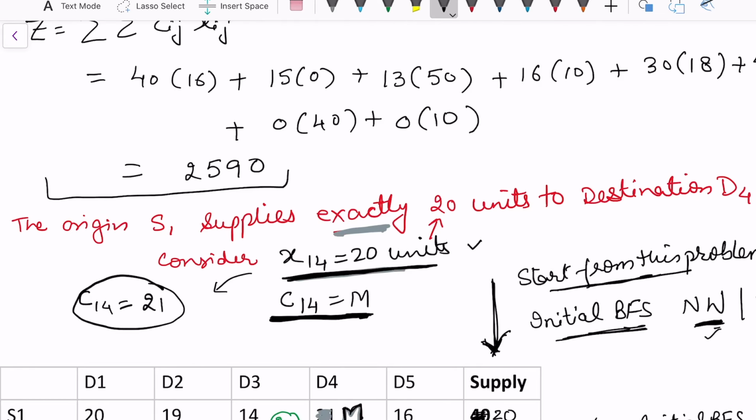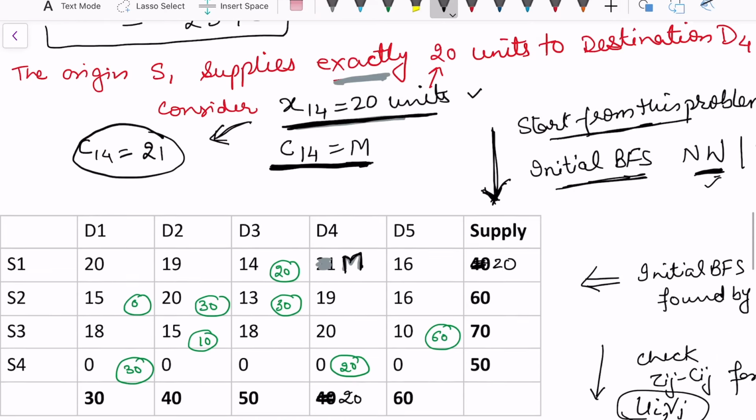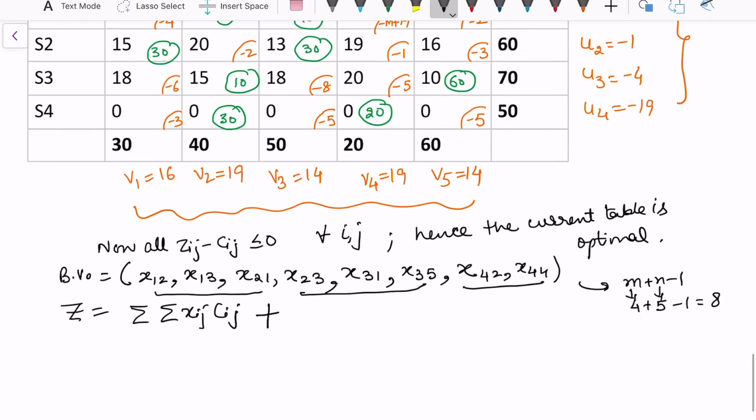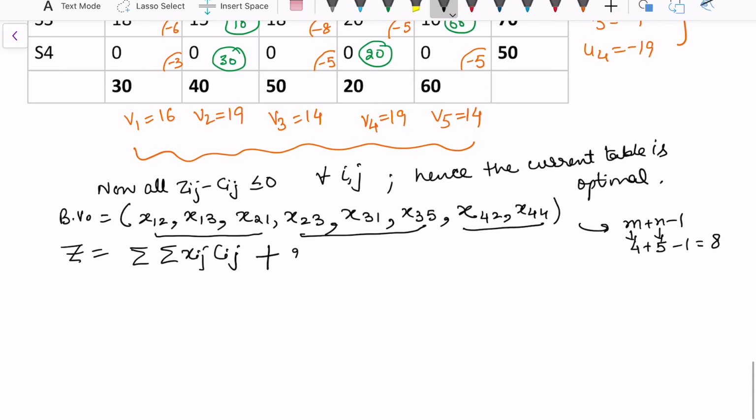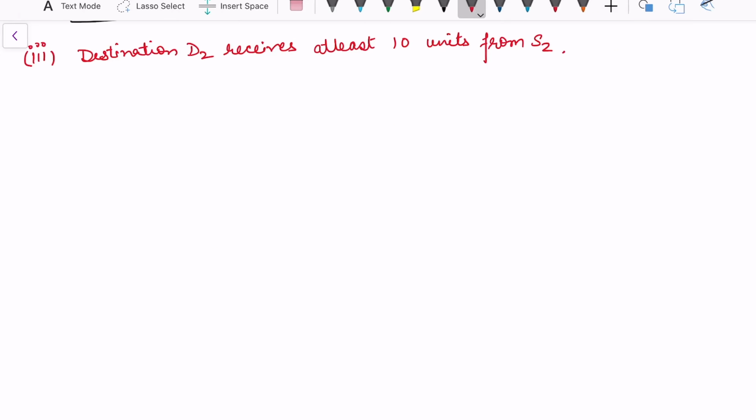But in the objective function, this cost will again go back. So let's add this cost also in the objective function. This means we have sent 20 units with the cost 21. And this total quantity makes it 2290. So that is the optimal value for this second part.